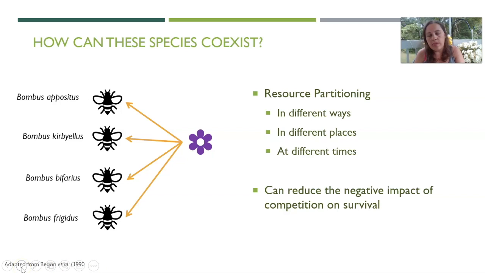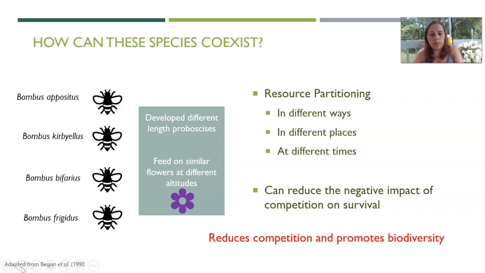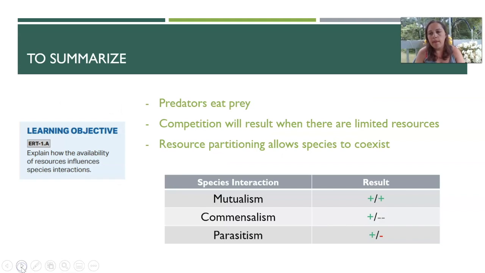Let's look at how these bees went through resource partitioning. Some of these bees developed different length proboscises, so they were getting different parts of the flower, and others were feeding on similar flowers but at different altitudes, so they resource partitioned through space. What's great about resource partitioning is it reduces that negative impact on survival and promotes biodiversity. If species can find different ways to manage their limited resources, that promotes greater diversity and greater numbers of species in the same area.